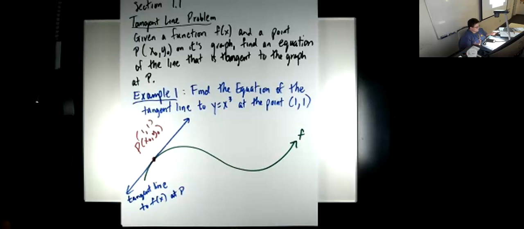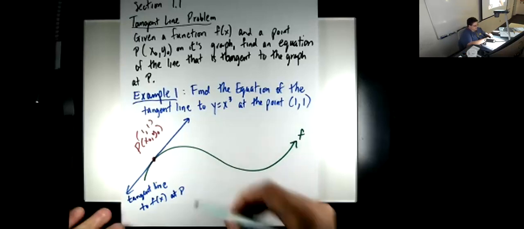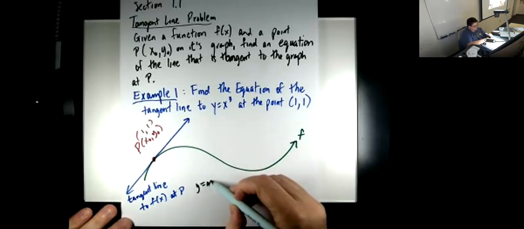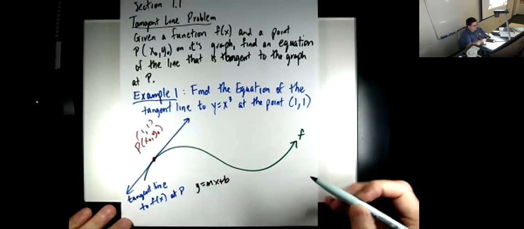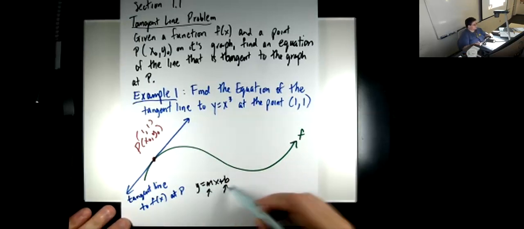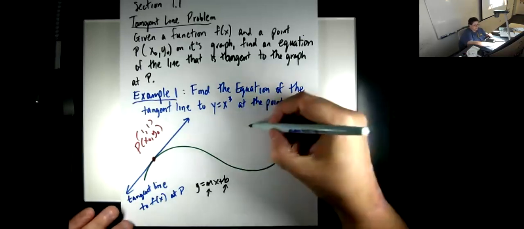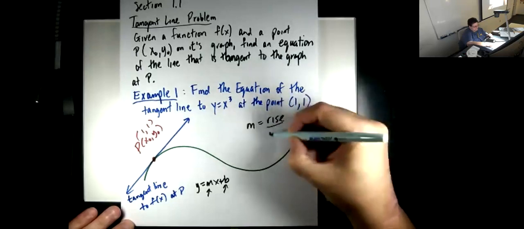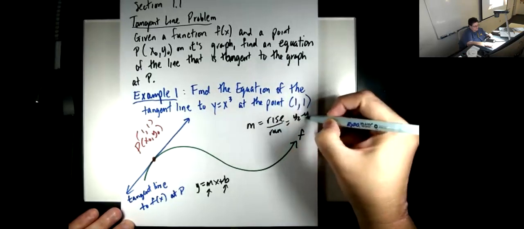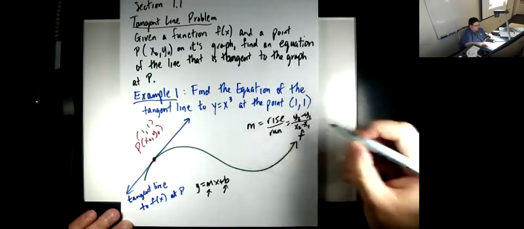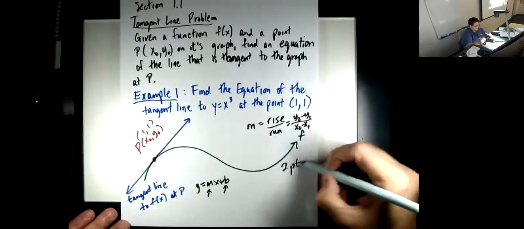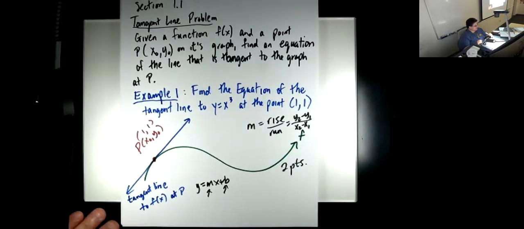Well, we want to find the tangent line. One of the ways of writing a line is y equals mx plus b, right? I need m and b. We'll start with m. What do you need to find m, the slope? Does it take you back to algebra? Rise over run, right? y2 minus y1 over x2 minus x1. We need 2 points to find a slope, and I've only got one.